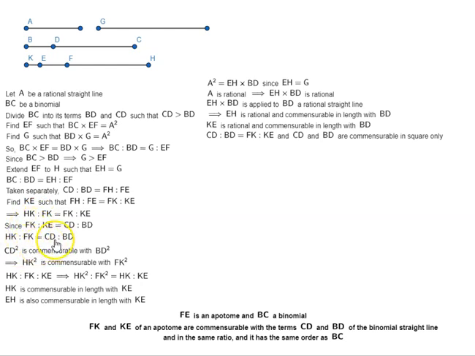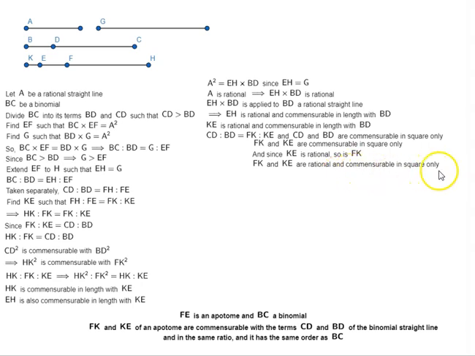Where is that? CD is to BD equal to FK is to KE. And we know CD and BD are commensurable in square only. That means FK and KE are also commensurable in square only. And since KE is rational, so is FK. So we have FK and KE are rational and commensurable in square only, which means FK minus KE, that is EF, is an apotome.